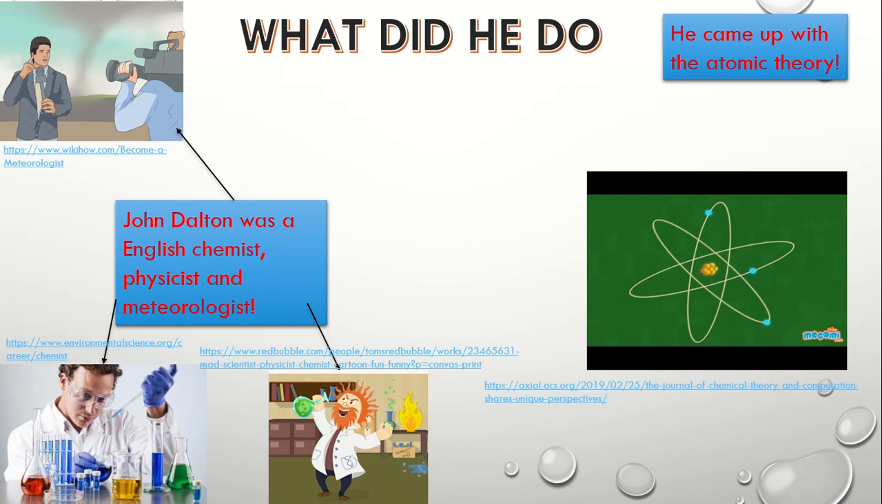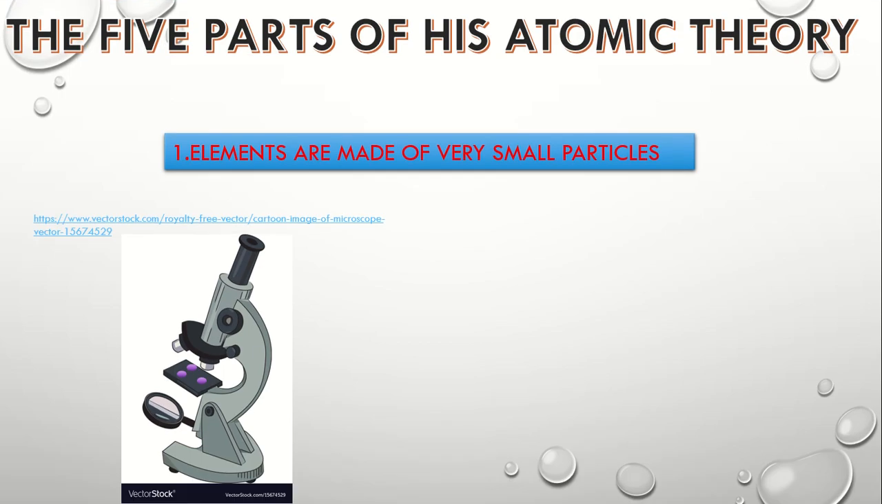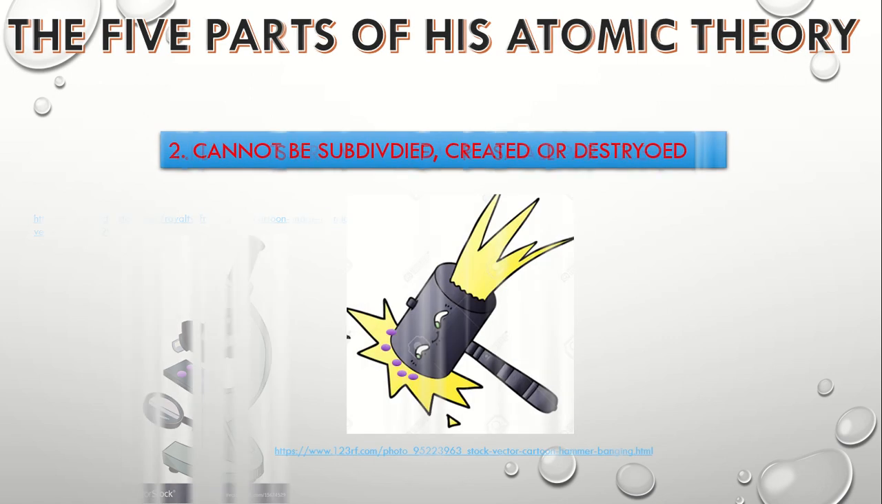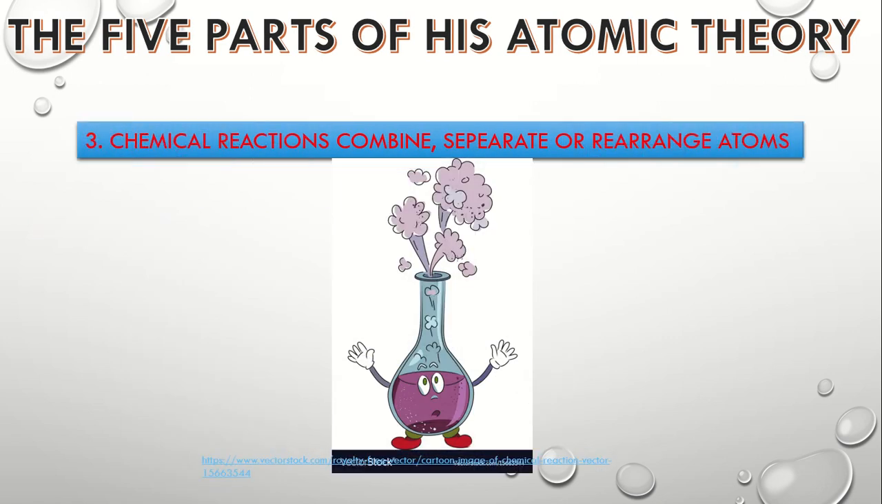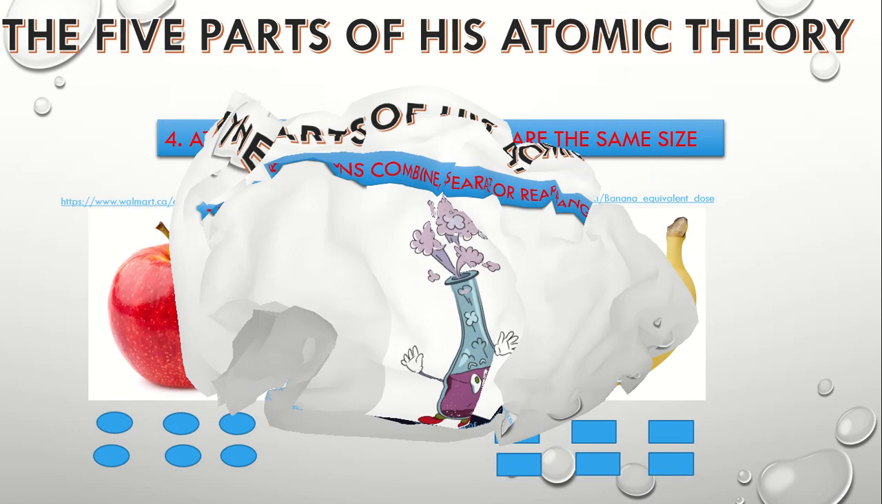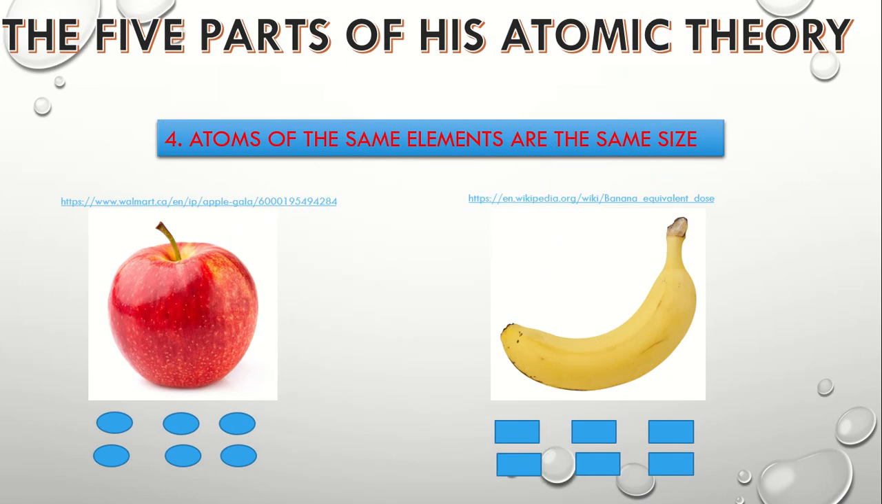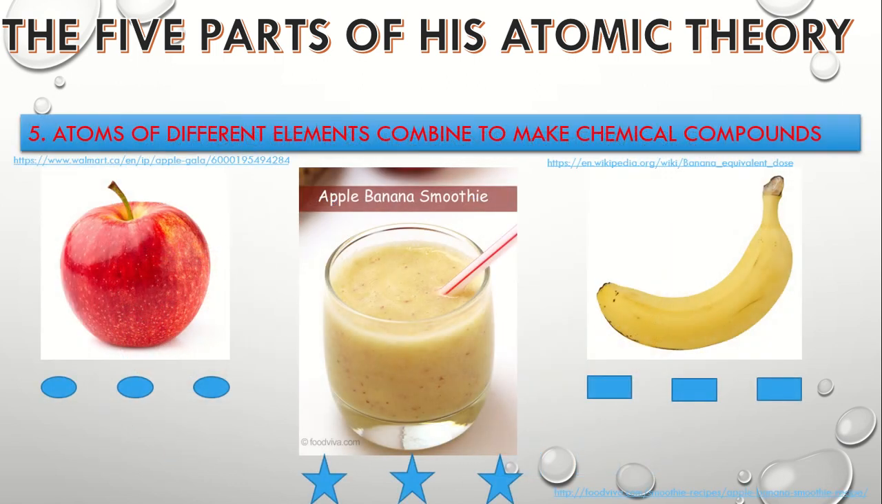Dalton discovered 5 main points about the atomic theory. These were: elements are made of small particles, they cannot be subdivided, created or destroyed, chemical reactions combine, separate or rearrange atoms, atoms of the same elements are equal in size, and atoms of different elements combine to make chemical compounds. One thing John Dalton solved was how atoms create objects.